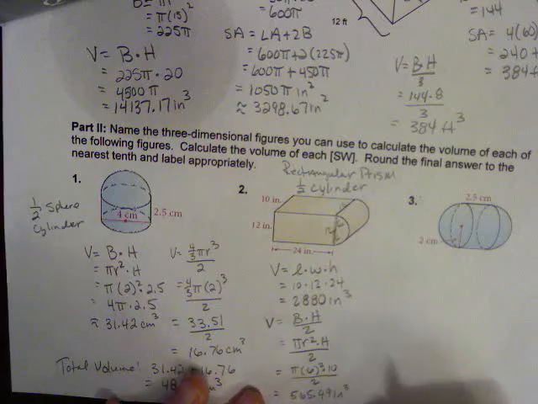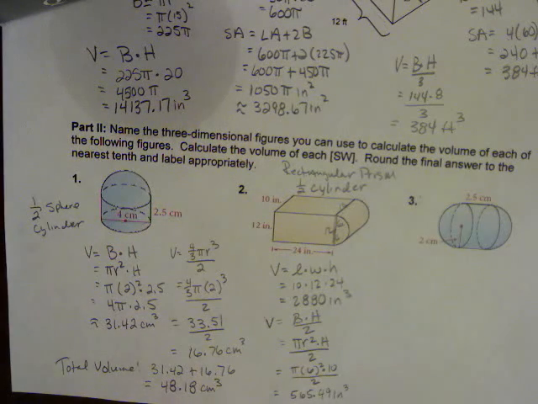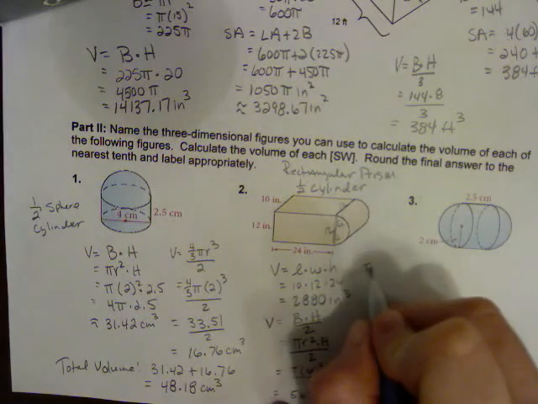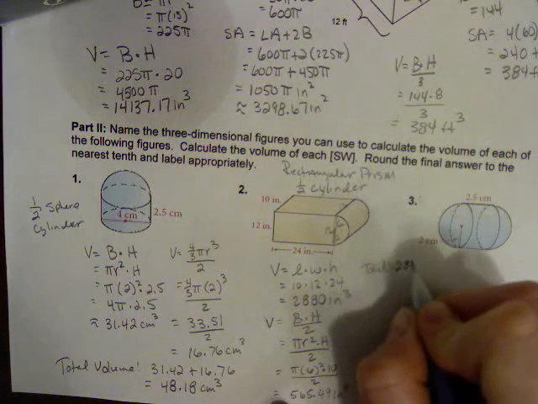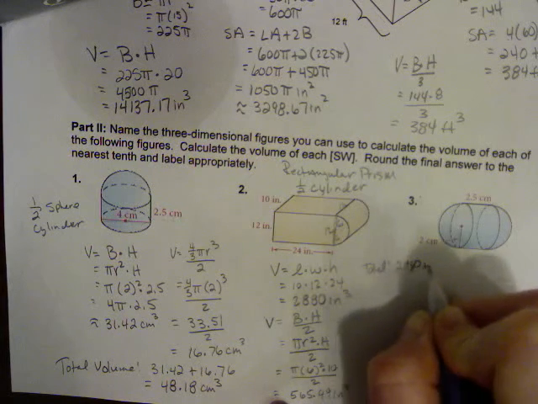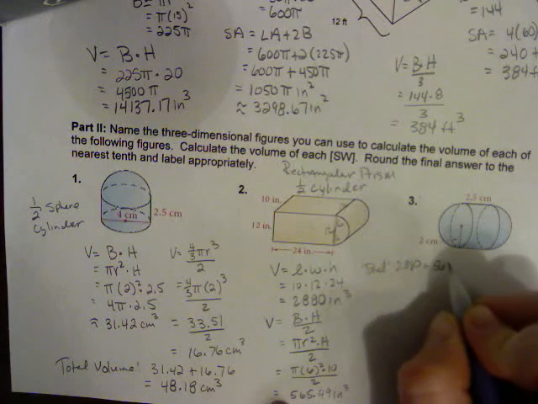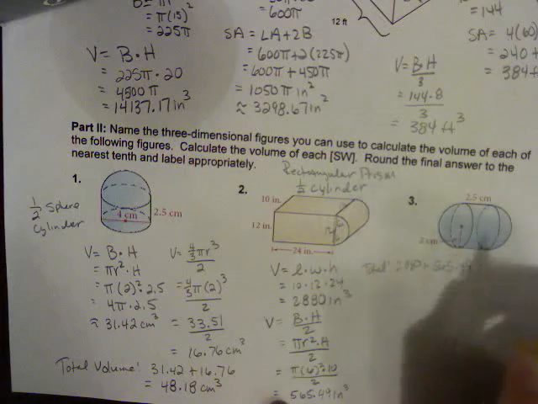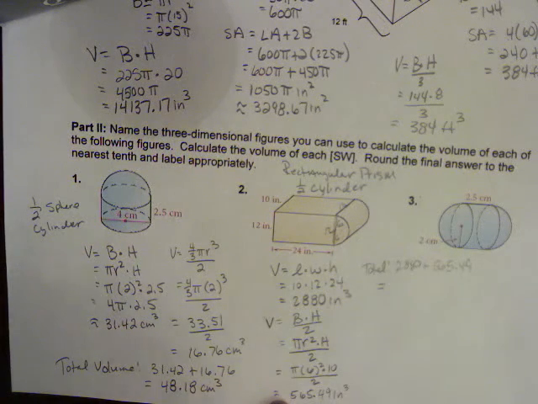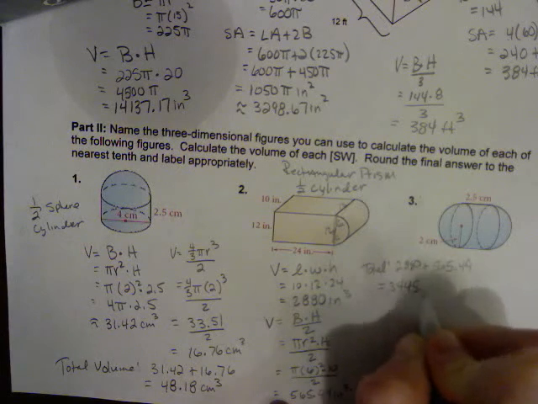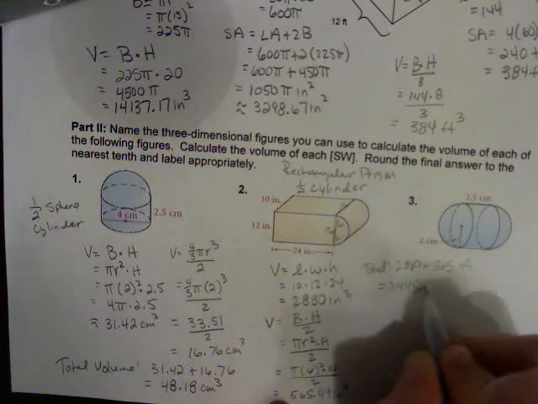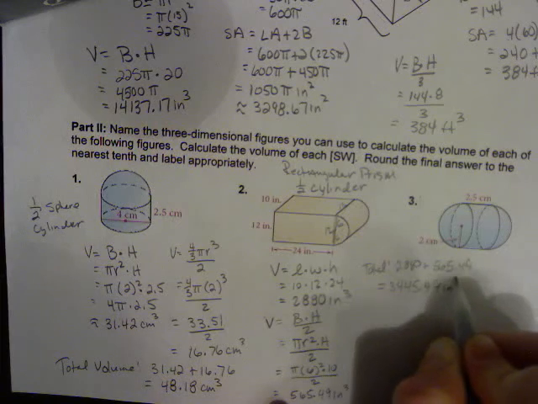And we're not done yet because we need to find the total volume. So the total volume will end up being 2,880 plus 565.49 for a total of 3,445.49 inches cubed.